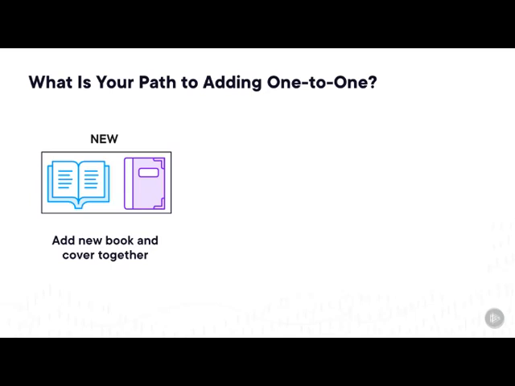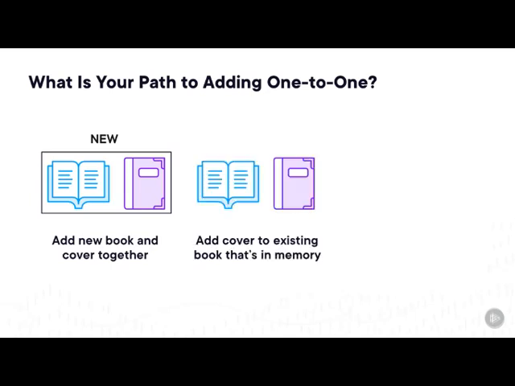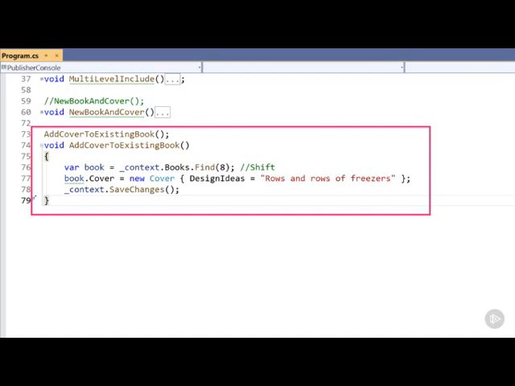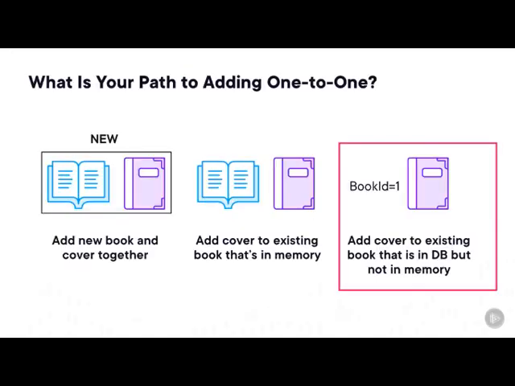Given that it's possible to have a book that does not yet have a cover, you could add a cover to an existing book, and that might be happening with a book object that's already in memory. So here, I've queried for one of the books that doesn't have a cover yet, and I'm setting its cover property to a new cover. It's not really a big deal. And thanks to the foreign key, I can always just create a new cover and set its book ID to the proper value.